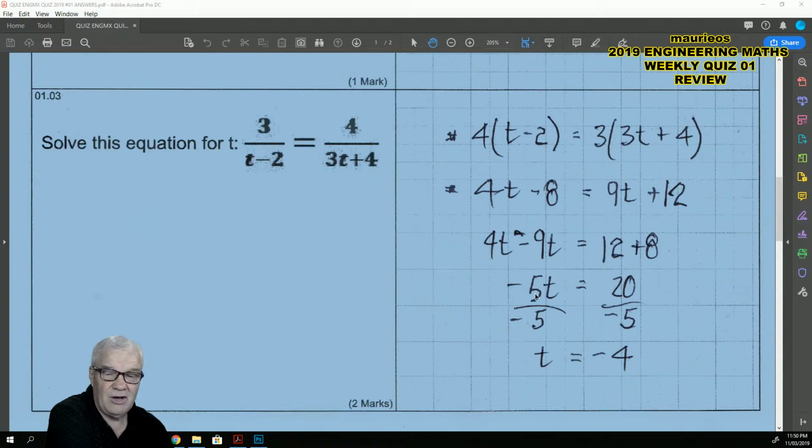And then I decide I just want t on its own, so I'll divide through by minus 5. And that's where minus 5 over minus 5 is 1. So that just leaves 1 times t, which is t, and 20 over minus 5 is negative 4. t equals negative 4. So there you go, that's that one reviewed.